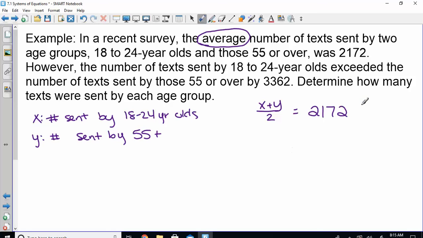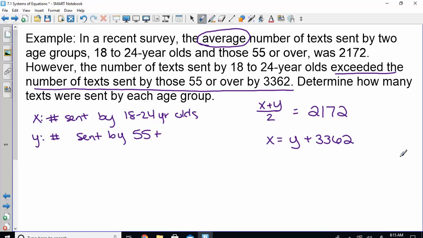That's the first equation. Okay, which group sent more? Okay, so x equals, they sent 3,362 more than the other group. So x would have to be y plus 3,362. So I have my two equations. Would you want to do substitution or elimination here? Substitution. I would just take the second equation, plug it into the first.